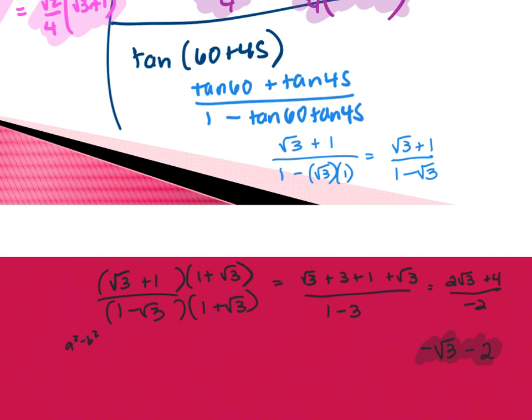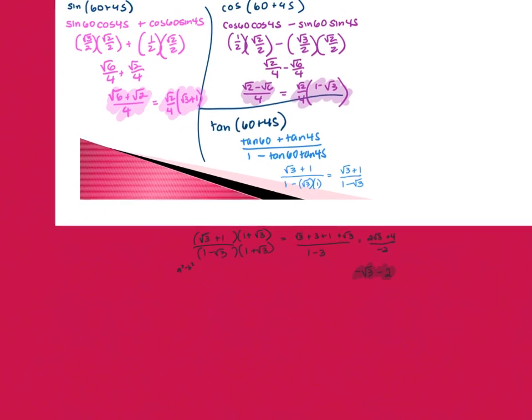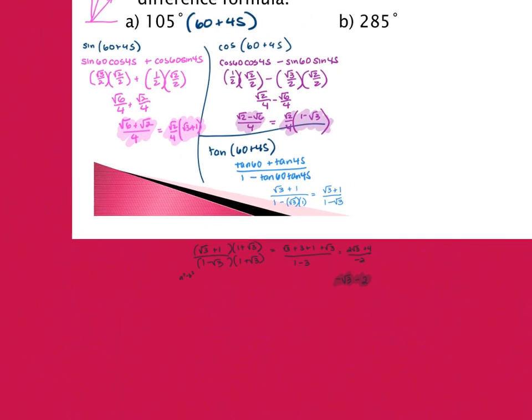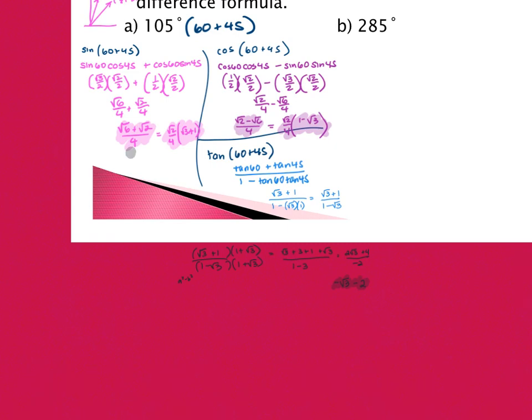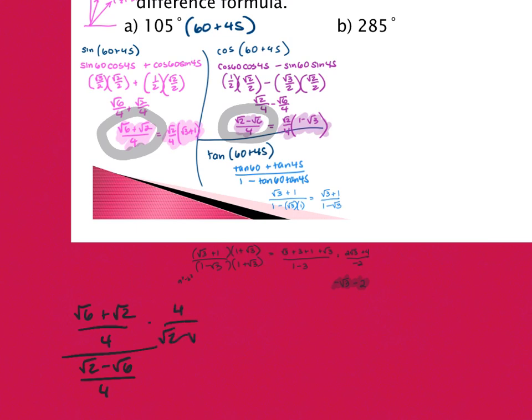But absolutely, if you already had the sine and the cosine, you can go back up there. So I could have taken the sine and put it over the cosine. So root 6 plus root 2 over 4, divided by root 2 minus root 6 over 4. Keep, change, flip. And then you still want to rationalize it to get rid of that square root, and you'd end up with the same answer.